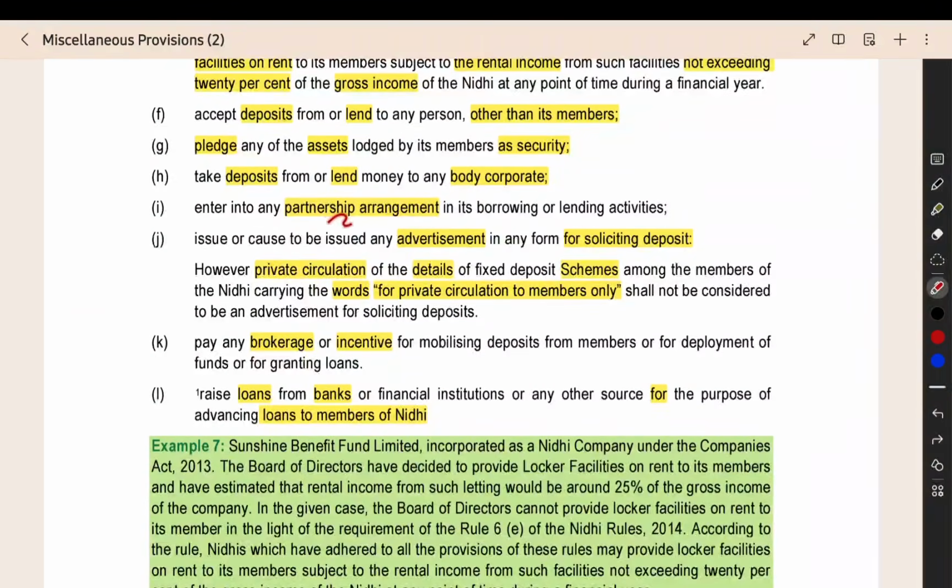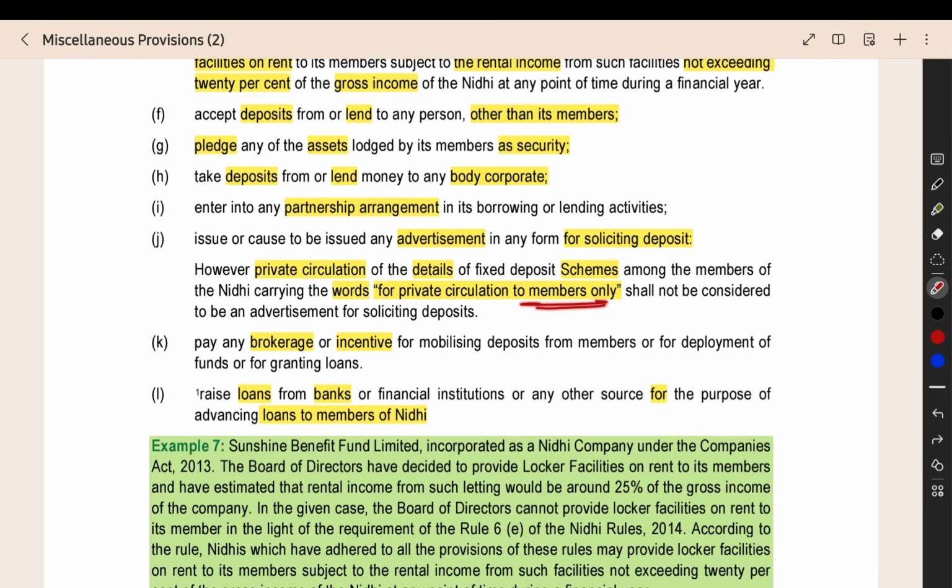Then they cannot go into a partnership for doing the borrowing lending. They cannot do the advertisement for getting the deposit. They cannot do the advertisement publicly. That's why you cannot see the advertisement for the Nidhi company prominently. If they want to give an advertisement, that is not allowed. But they can give a private notice for their members alone. In that it should be printed that it is for private circulation to members only.